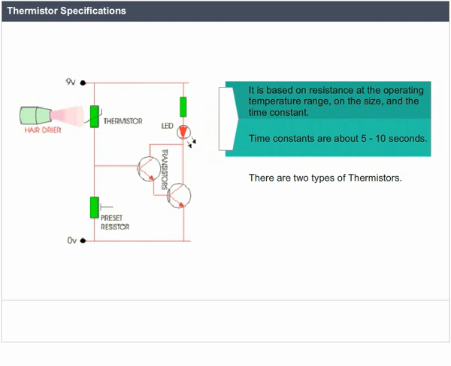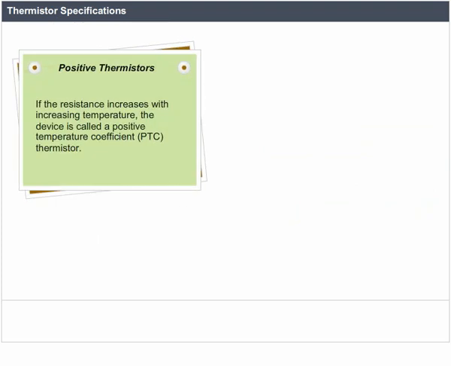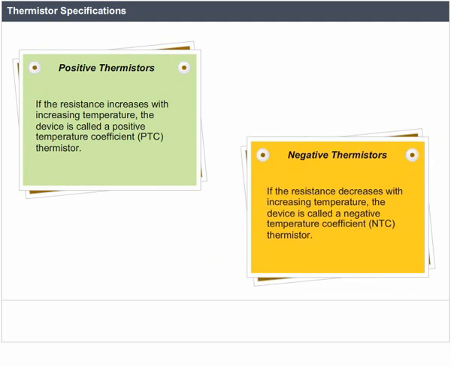There are two types of thermistors: positive thermistors, negative thermistors. Positive thermistors. If the resistance increases with increasing temperature, the device is called a positive temperature coefficient PTC thermistor. Negative thermistor. If the resistance decreases with increasing temperature, the device is called a negative temperature coefficient NTC thermistor.